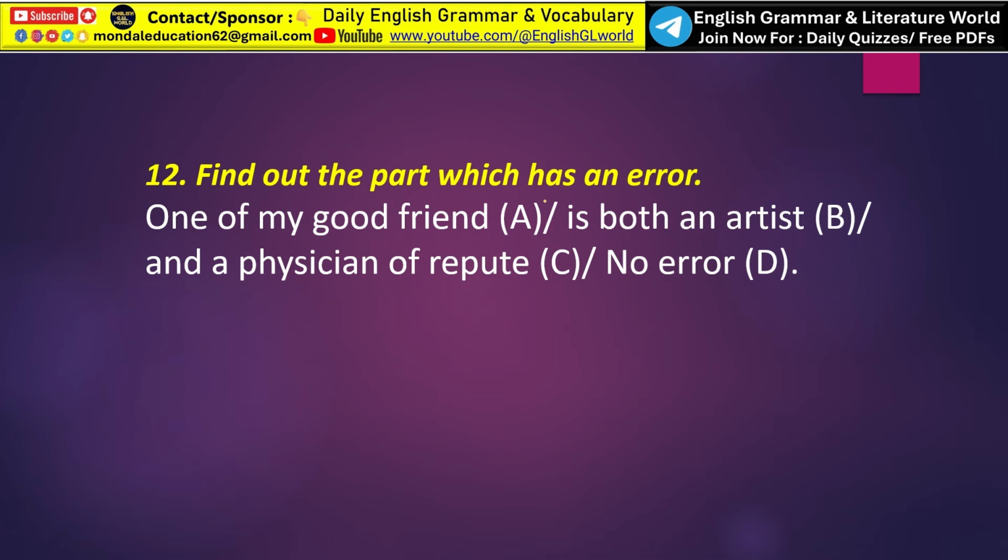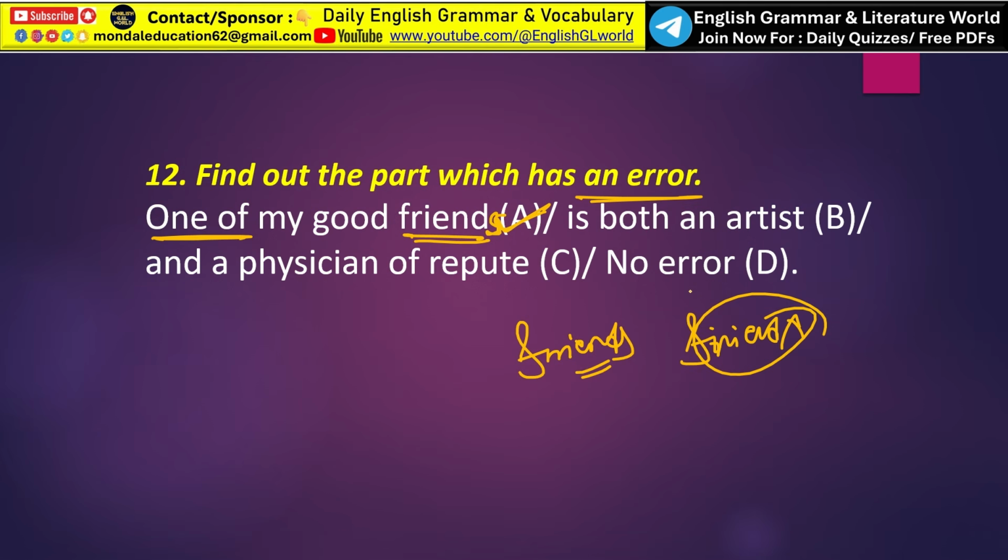Next, find out the part which has an error. So the correct answer is option A. Here one of is used. Okay, but after one of we need a plural countable noun. So here friend is used. That is wrong. So we have to use friends. So s should be added after friends. Okay, so one of my good friends, not friend. After one of we have to use the plural form. So option A is the correct answer.